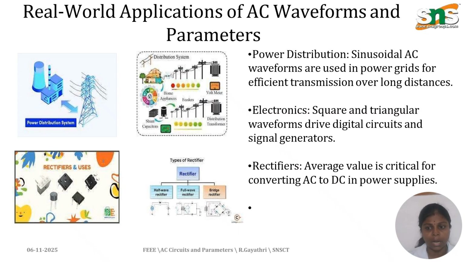And the rectifier part is classified into half wave, full wave and bridge rectifier. The half wave uses only one diode, the full wave uses 2 diodes, and the bridge rectifier uses 4 diodes, and they are used for converting AC into DC.